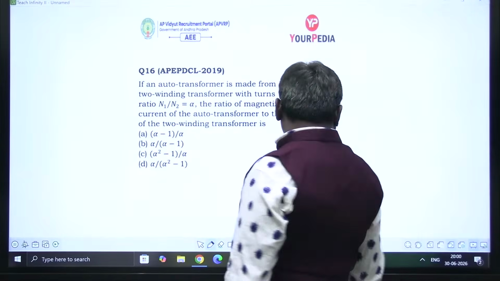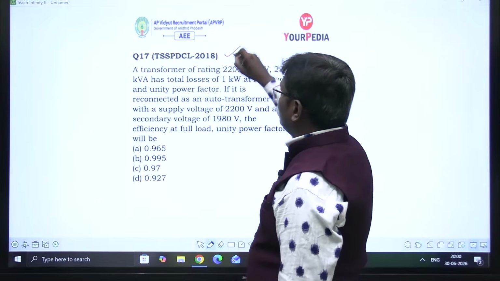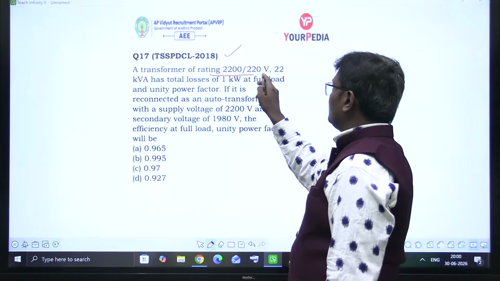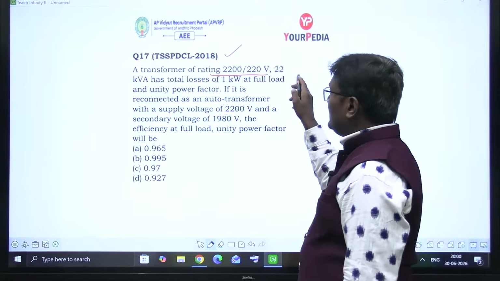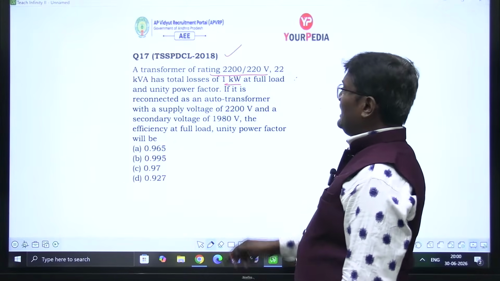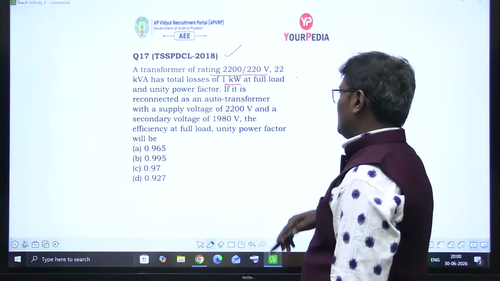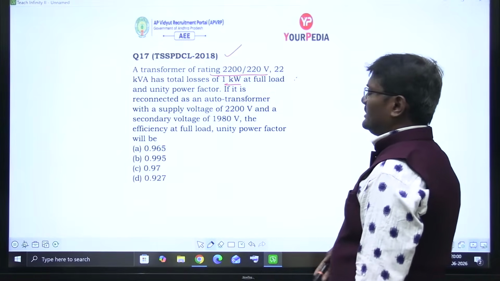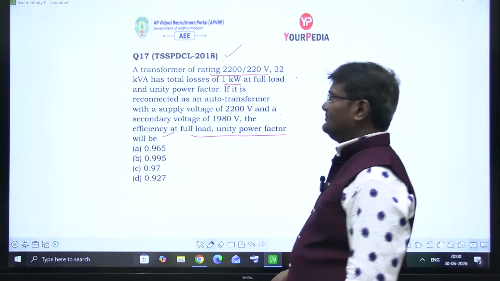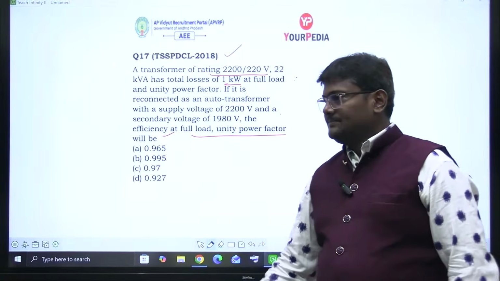So this question you will try. I will send it. Now this is TSSPDCL 2018. A transformer of rating 2200 by 220 volts, 22 kVA has total loss of 1 kilowatt at full load and unity power factor. If it is reconnected as an auto transformer 2200 by 1980, the efficiency at full load and unity power factor will be what? Think, calculate. Okay.